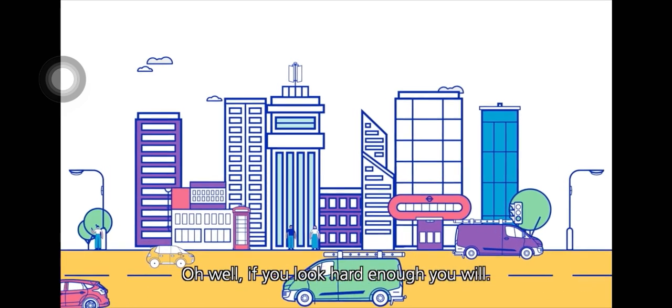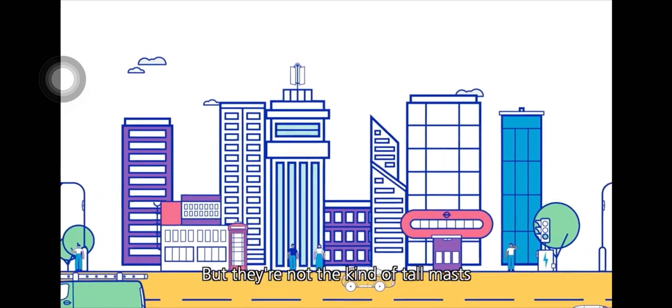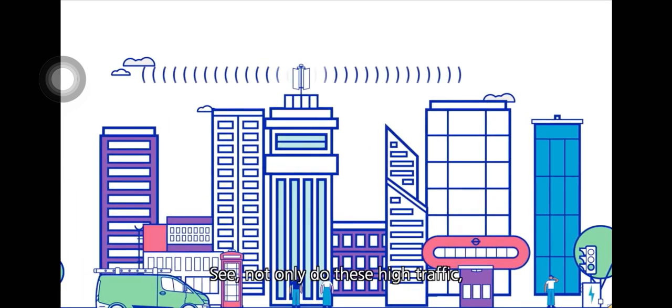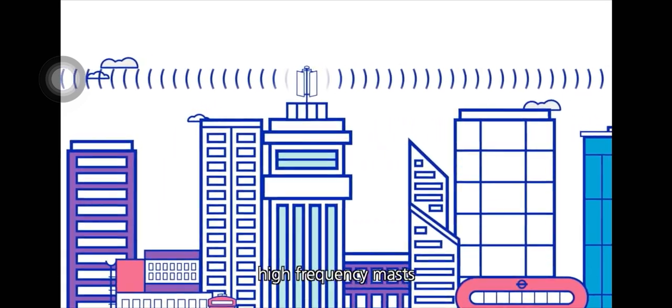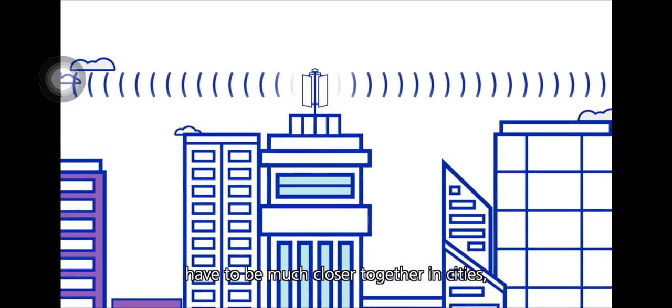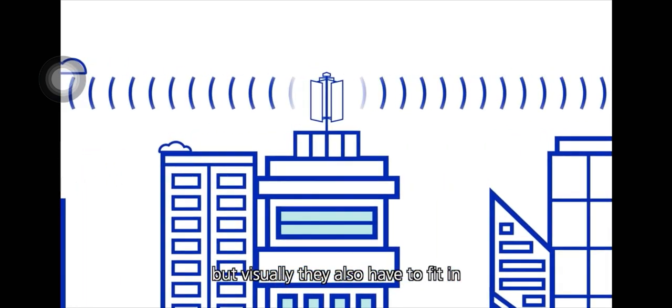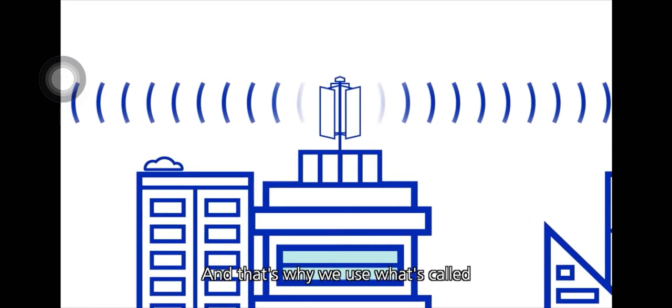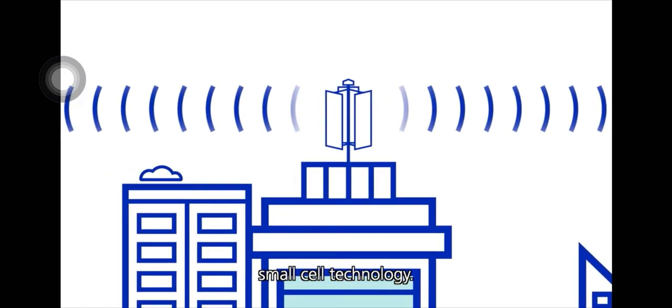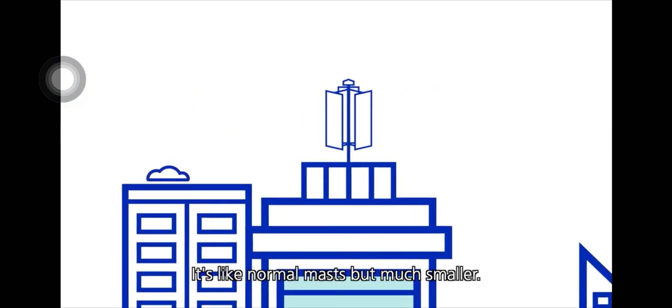Oh well, if you look hard enough you will, but they're not the kind of tall masts you'd see out of town. See, not only do these high traffic, high frequency masts have to be much closer together in cities, but visually they also have to fit in with the way the buildings look. And that's why we use what's called small cell technology. It's like normal masts, but much smaller.